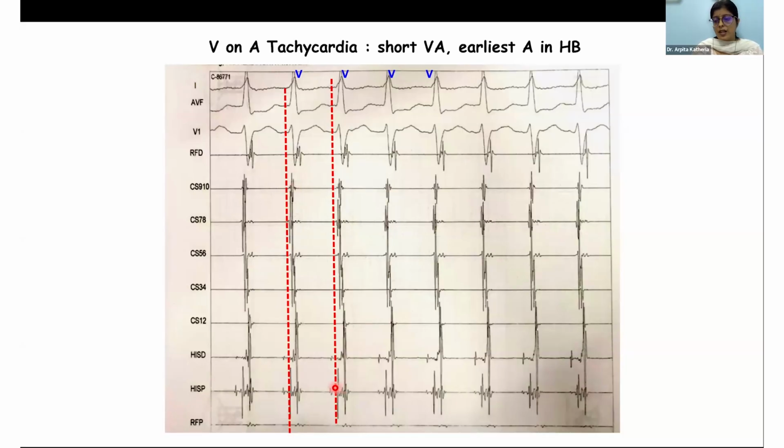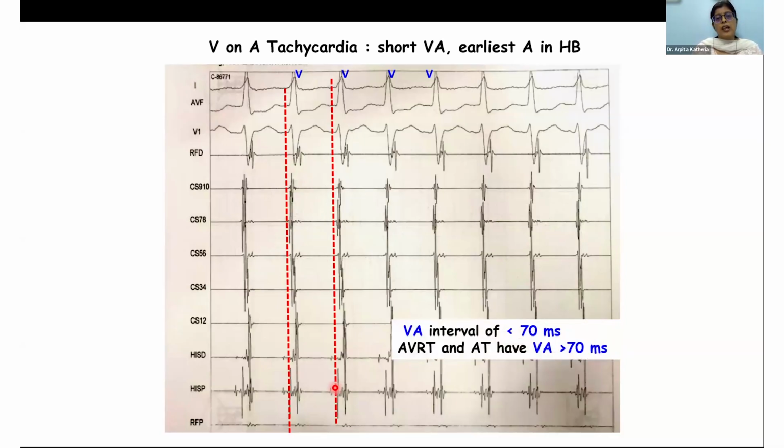Here also the earliest A is in the His bundle. So this is classical for slow-fast AVNRT. Here the VA interval is less than 70 milliseconds. If the VA interval is more than 70 milliseconds, it may be an AVRT or an atrial tachycardia. The easiest way to identify is that all the CS A waves are falling in a straight line with the QRS in the surface ECG.